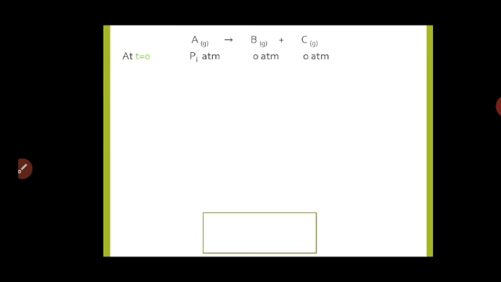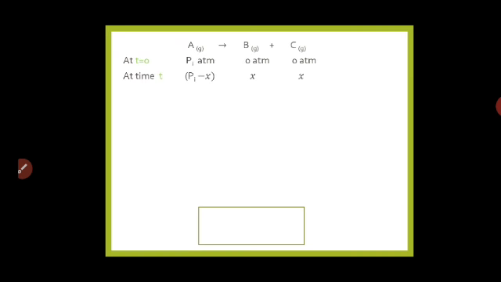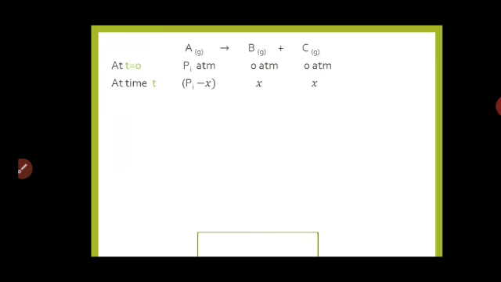At time T, what happens? Now at time T, X atmospheric pressure is decreased for the reactant. So it is Pi minus X, and that much will be the increase for B and C. So 0 is increased to X and 0 is increased to X.